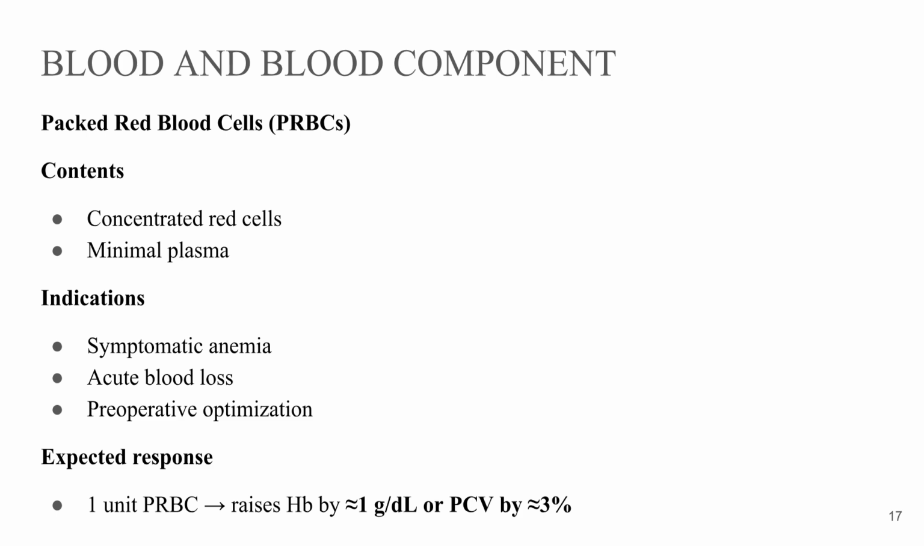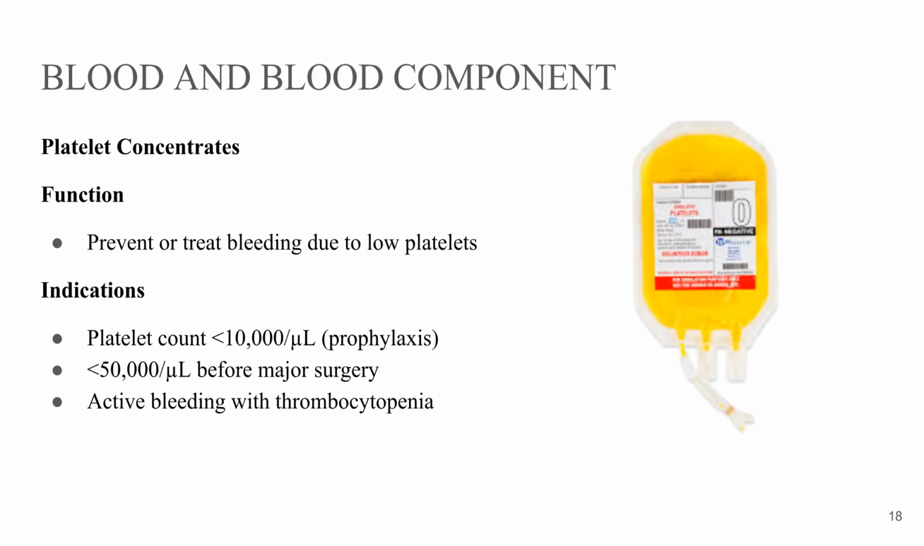Packed red blood cells, or PRBCs, are concentrated red cells used for symptomatic anemia and acute blood loss. 1 unit of PRBCs typically raises hemoglobin by about 1 gram per deciliter. Platelet concentrates are used to prevent or treat bleeding caused by low platelet counts. Indications include counts below 10,000 for prophylaxis or below 50,000 before major surgery.